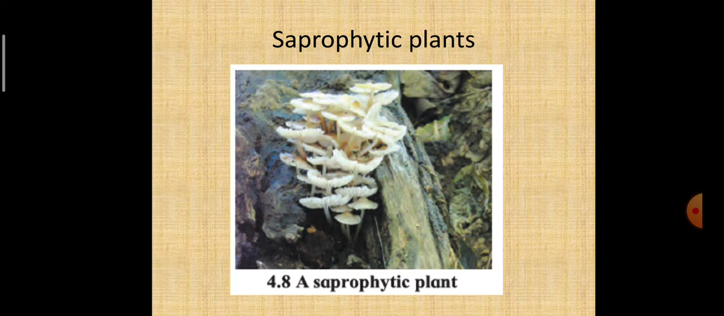Saprophytic plants. Saprophytic plants obtain the food from dead and decaying bodies of other organisms. Some fungi spoil the food. Some are disease causing, while some have medicinal properties. Some fungi are useful. Yeast and a few mushrooms. A mushroom-like structure that you can see over here, it is surviving on dead and decaying matter of wood.